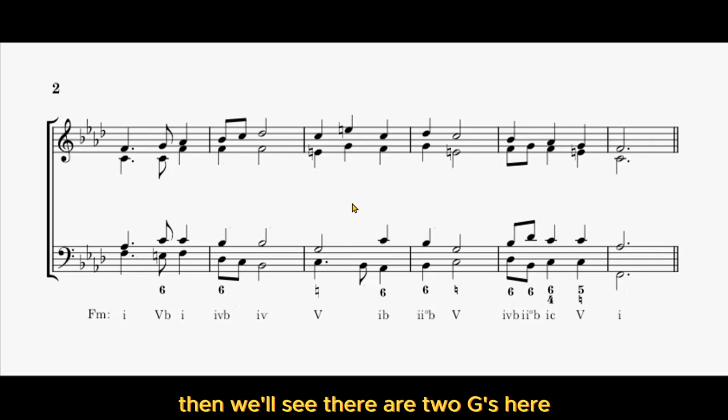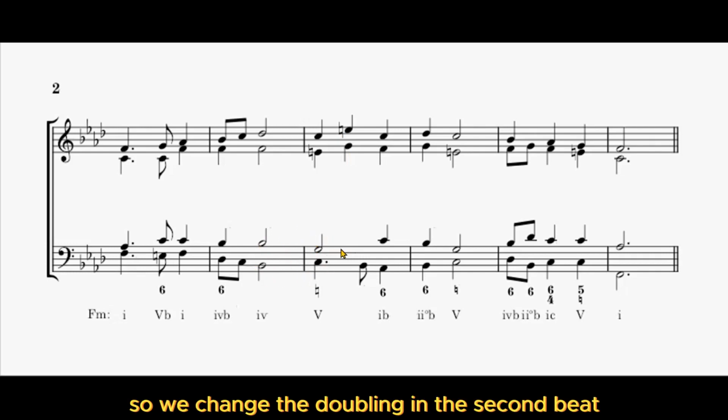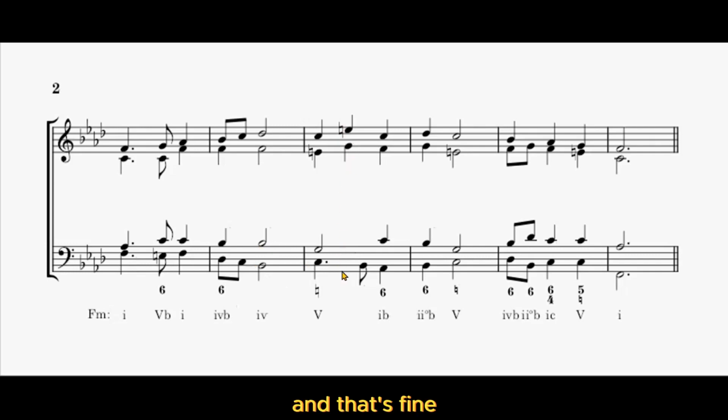Then we'll see there are 2 Gs here, which is doubling the 5th. Doubling the 5th is okay, because if I double the root here, we can check B flat to C, B flat to C, we will have parallels. So we change the doubling in the second beat, and that's fine.